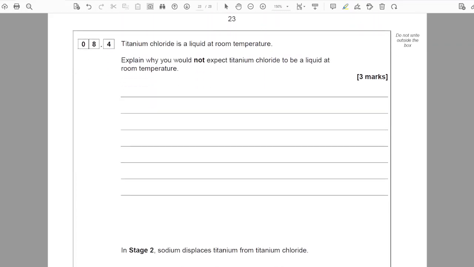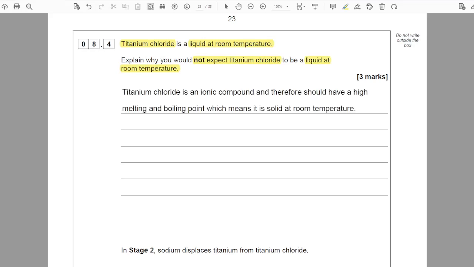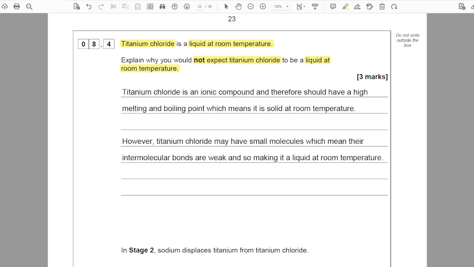8.4. Titanium chloride is a liquid at room temperature. Explain why you would not expect titanium chloride to be a liquid at room temperature. Titanium chloride is a metal and a non-metal bonded together, so it's an ionic compound, and as we know, ionic compounds normally have quite a high melting and boiling point, just like salt being sodium chloride, and therefore it must mean they are a solid at room temperature. However, in this case, titanium chloride is a liquid at room temperature, and so we need to consider why it could be a liquid at room temperature, and it could be because it has weak intermolecular bonds, because titanium chloride is made up of smaller molecules.